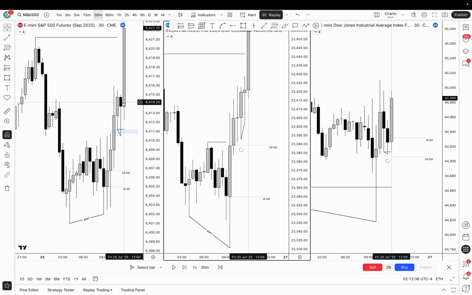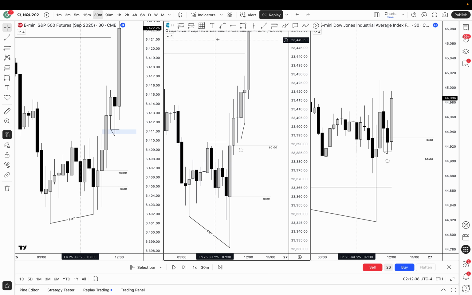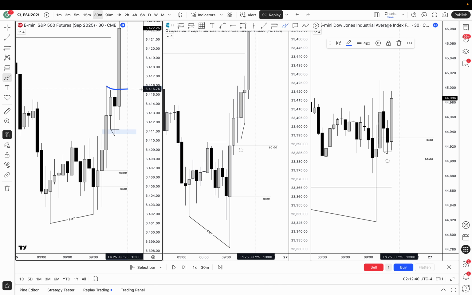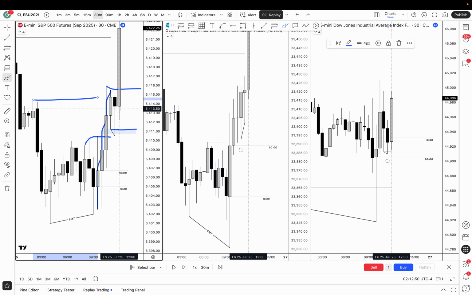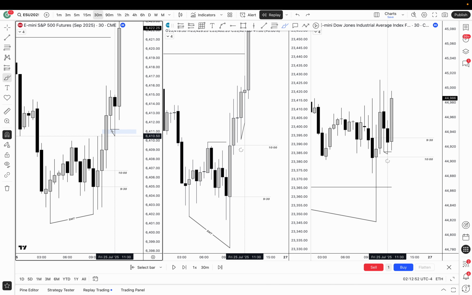What do we also see? Look at this continuation signature, right? What do we have here? Consolidation, right? Expansion, fair to manipulate high, because obviously a consolidation is not a manipulation signature, right? So this would be consolidation and a manipulation into that gap, which creates SMT with YM. So this is what I'm entering on, right? I'm entering basically the low of this pullback, confirmed by SMT.